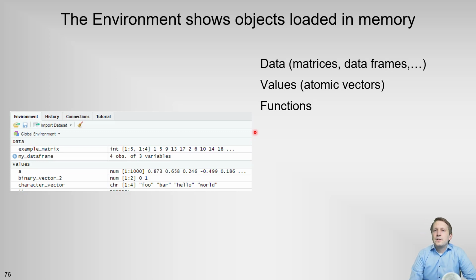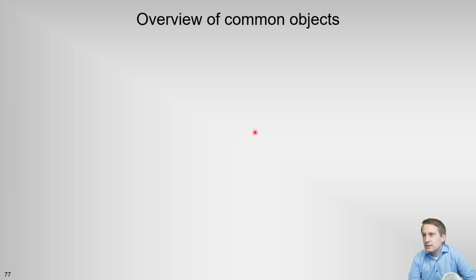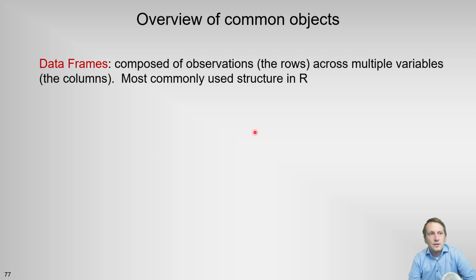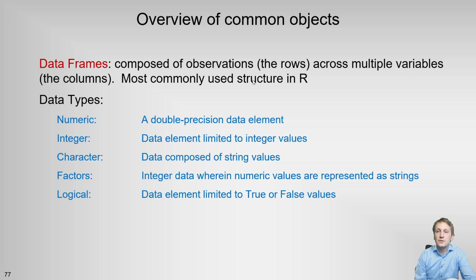Okay, so the environment tab in RStudio shows you the objects that you've loaded into memory or that you've created, so all the data, values, and functions that you have. And so the observations are in the different rows, and the different variables are stored in the different columns. Each of those columns could have a different data type, and so the data type could be numeric, integer, character, factor, or logical. And again, it could be different for each of the columns of a data frame.